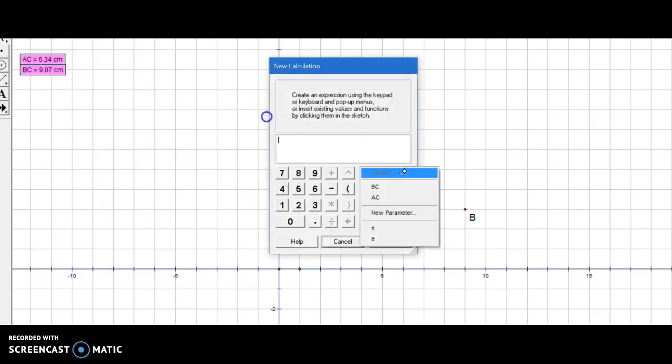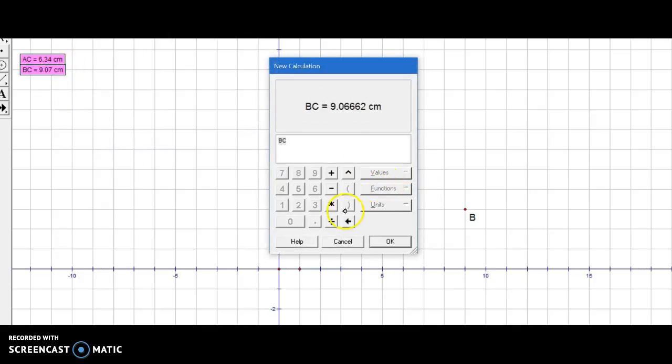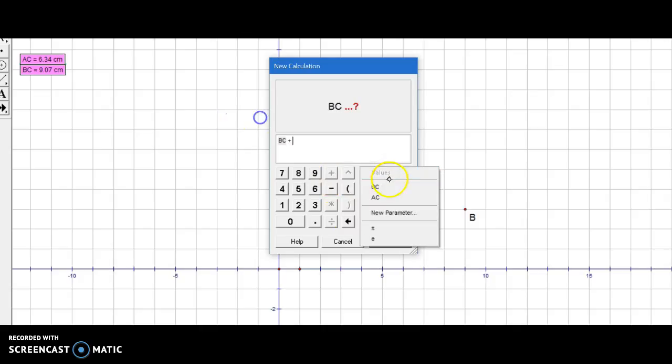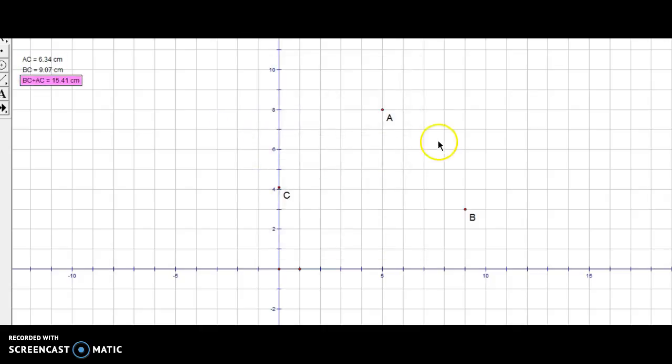So take the length of BC plus the length of AC, and as we move point C around, you can notice that this value is changing. So I want that to be as small as possible. As I'm moving it around, eventually I'll get to a minimum. Looks like 14.87 around right there was where that point was at.